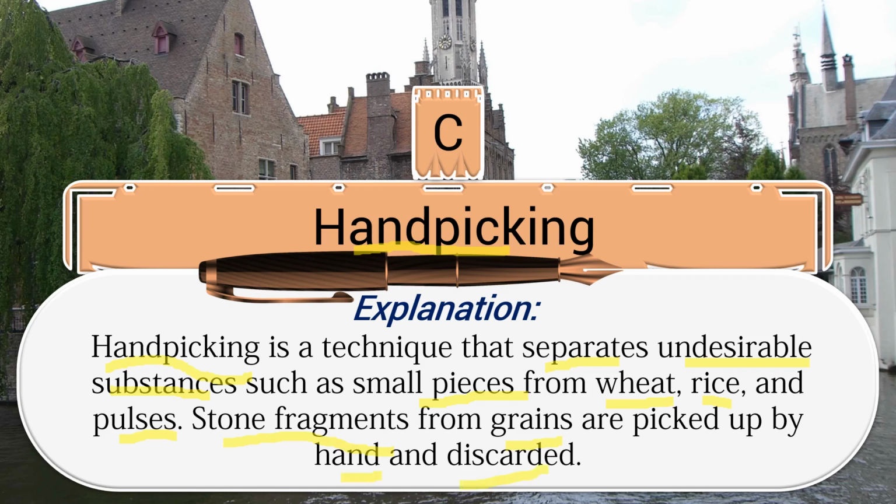So hand-picking is a technique of separating undesirable substances such as small pieces from wheat, from rice, from pulses. Stone fragments from grains are picked using hand and discarded.